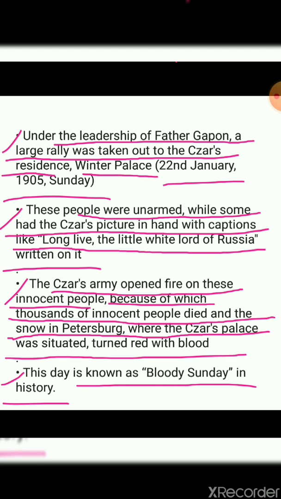Why Bloody Sunday in history? Because the rally took place on 22nd January 1905. On which day? That was Sunday. And why bloody? Because the snow which was white turned into what? It turned into red blood. So the day when these things happened, the Caesar's army opened fire, that day is known as Bloody Sunday in the history.